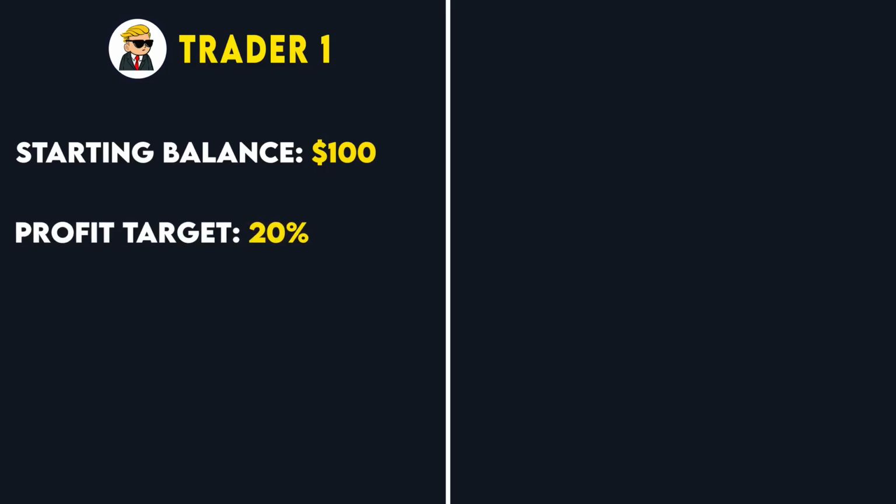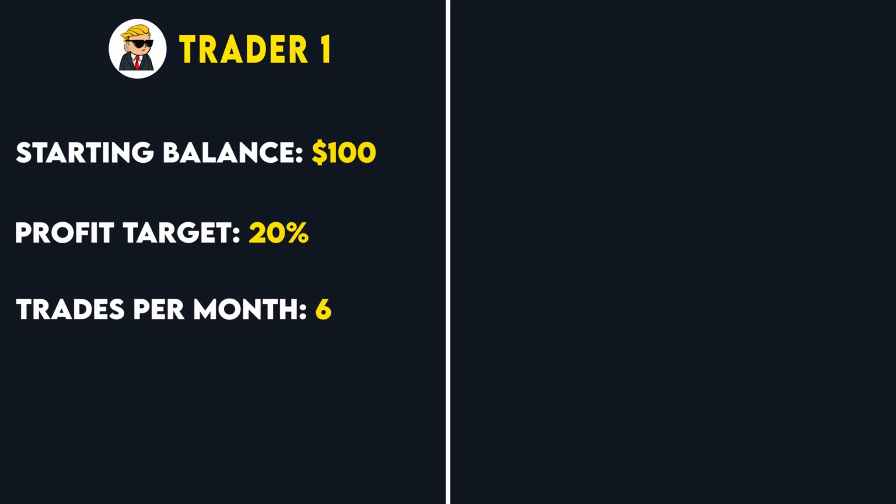So Trader 1 is the YouTube guru that I was talking about before. We gave them a starting balance of $100. They have a profit target of 20% per trade, which is not only risky, but you're gonna find way less trades like that per month. So in this example, I have them taking 6 trades per month.